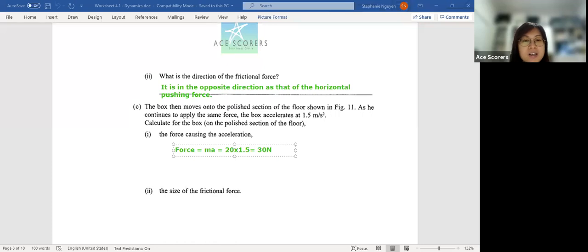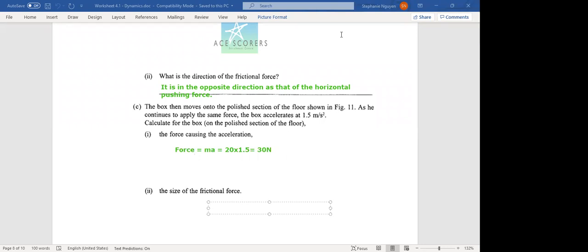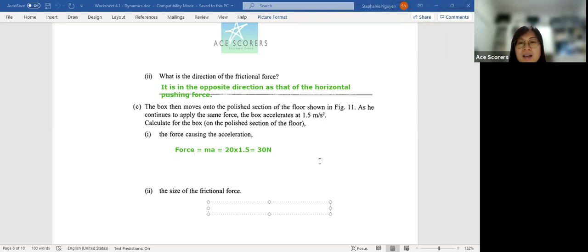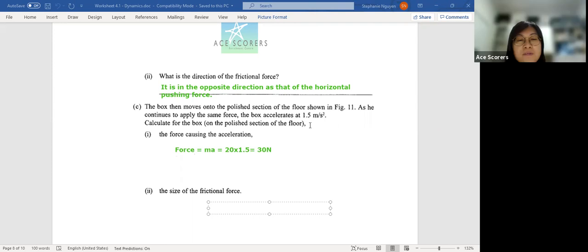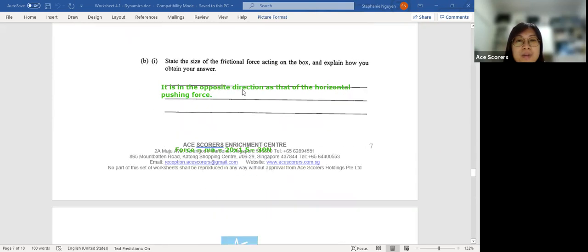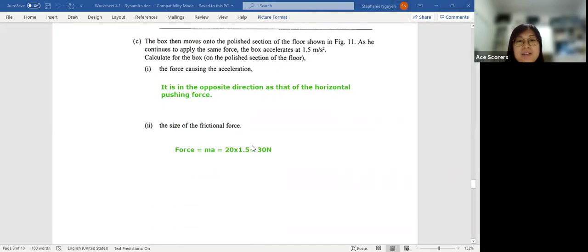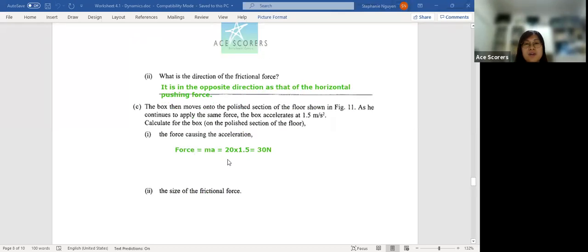Okay, 30 Newton. So since you know that this is the net force, the resultant force is 30 Newton, are you able to find the frictional force? Any idea? So just now the same pushing force is applied on the box itself. The pushing force was how much? It's actually 80 Newton, right? But now the resultant force is actually 30 Newton.